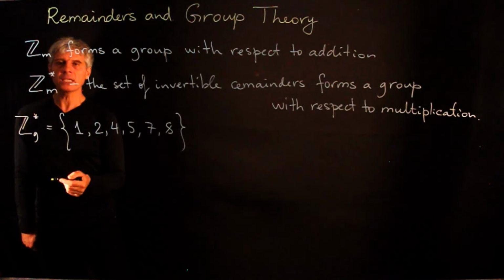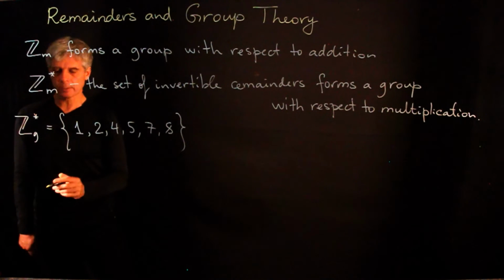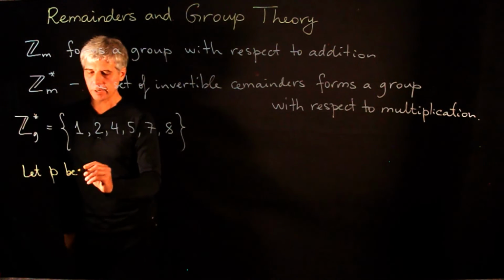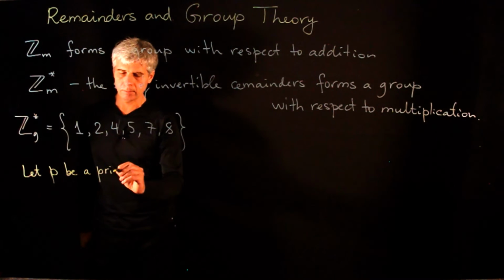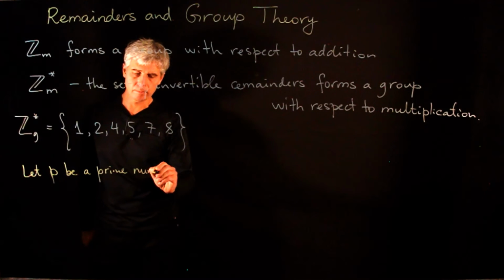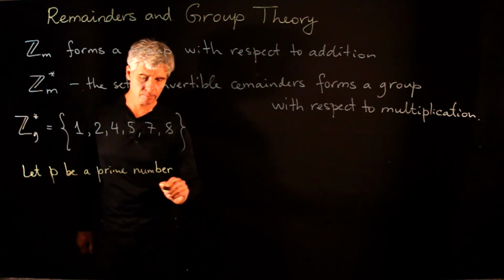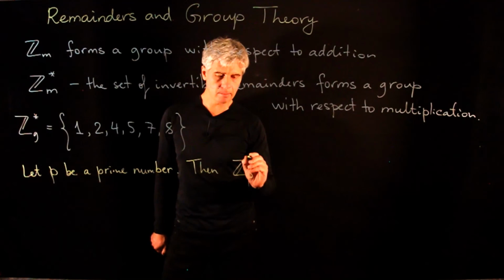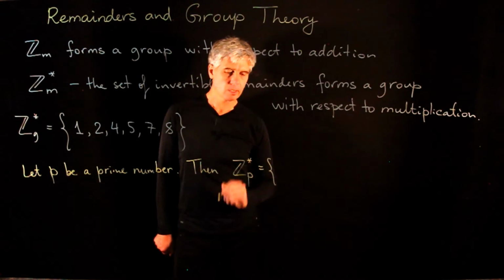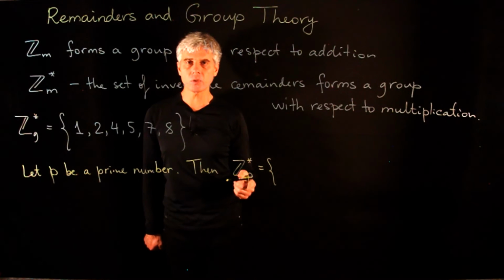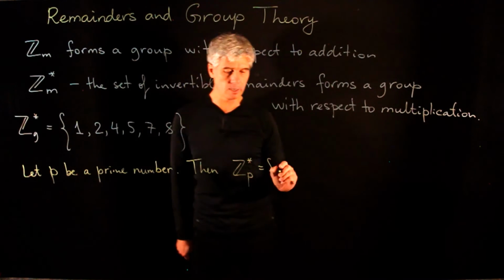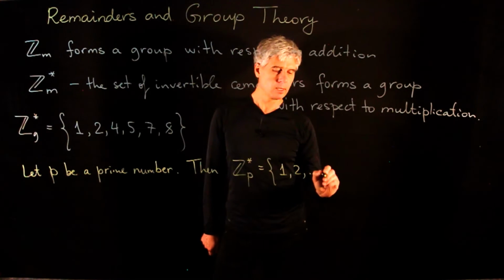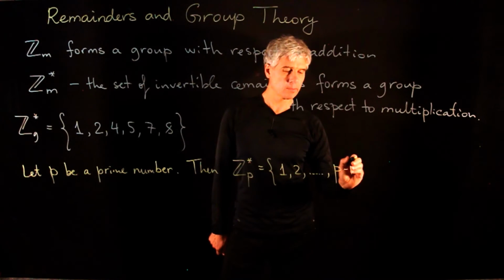An important special case is when the modulus is a prime number. So let P be a prime number. So then Z P multiplicative is, because every non-zero remainder is co-prime to P, this means that this group contains all non-zero remainders.